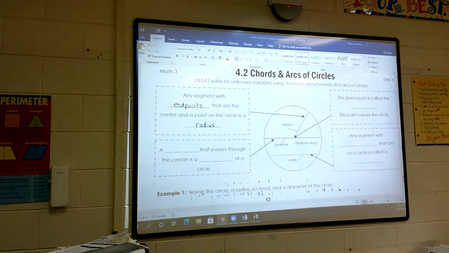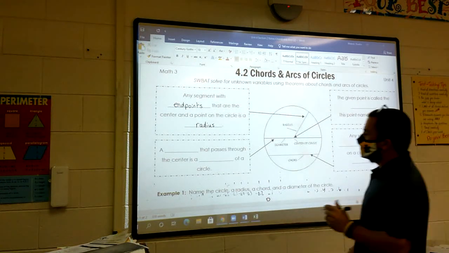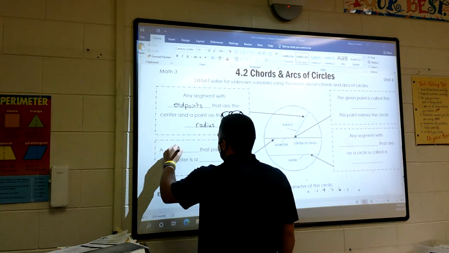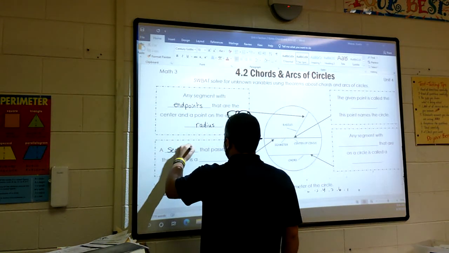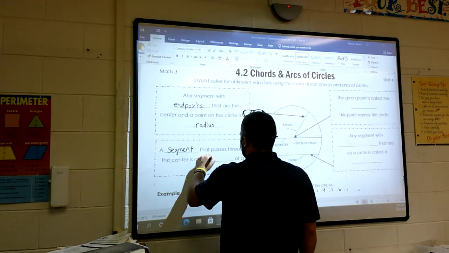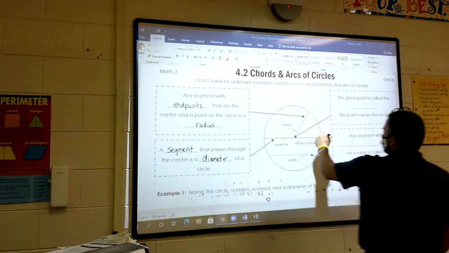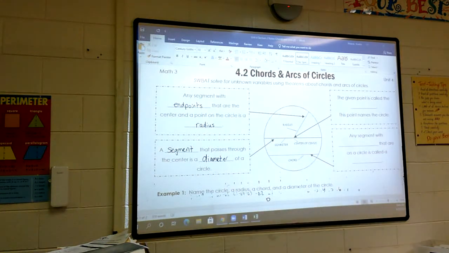The next thing is a segment that passes through the center of the circle is a diameter of the circle. Now, it must go all the way through the center of the circle. So it's got to be a segment that goes all the way through the center, all the way to the other side. That would be your diameter, and you see that labeled there.